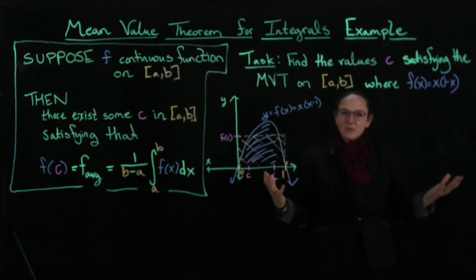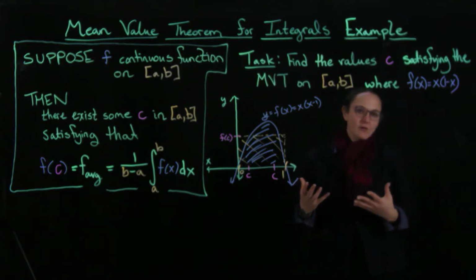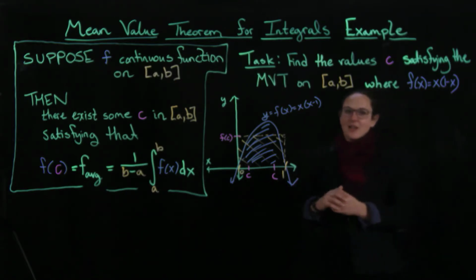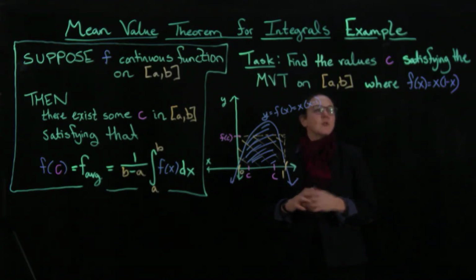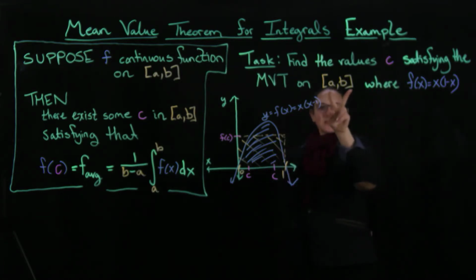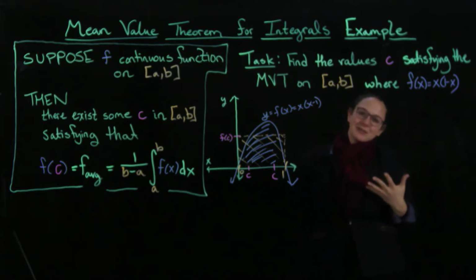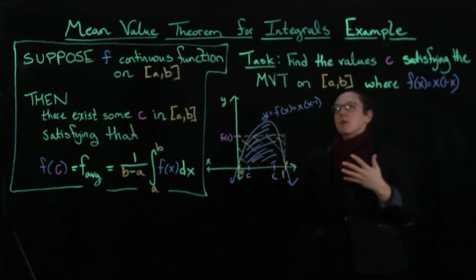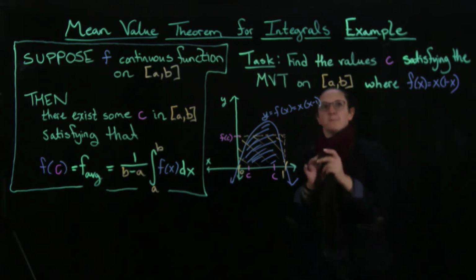So the question can be, well, what is that point? We can solve for it sometimes, and we're going to do that in this lecture. So we're actually going to find the value c. This is our value c. This is our interval a, b that we're going to be looking at. Oh, this should actually be 0, 1.